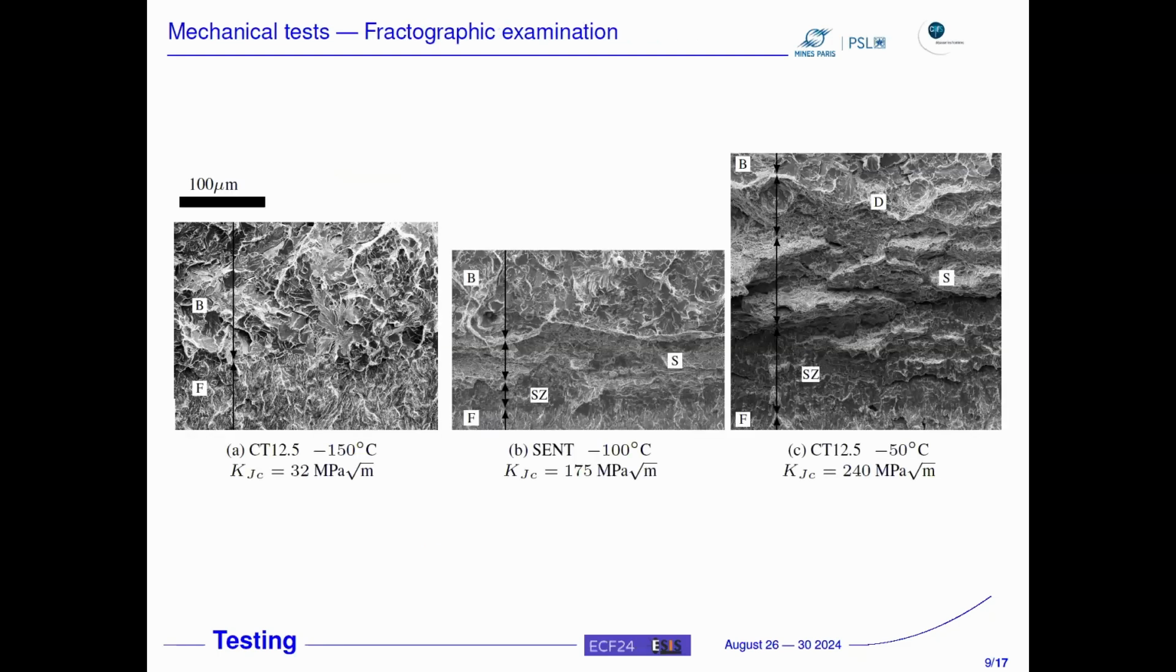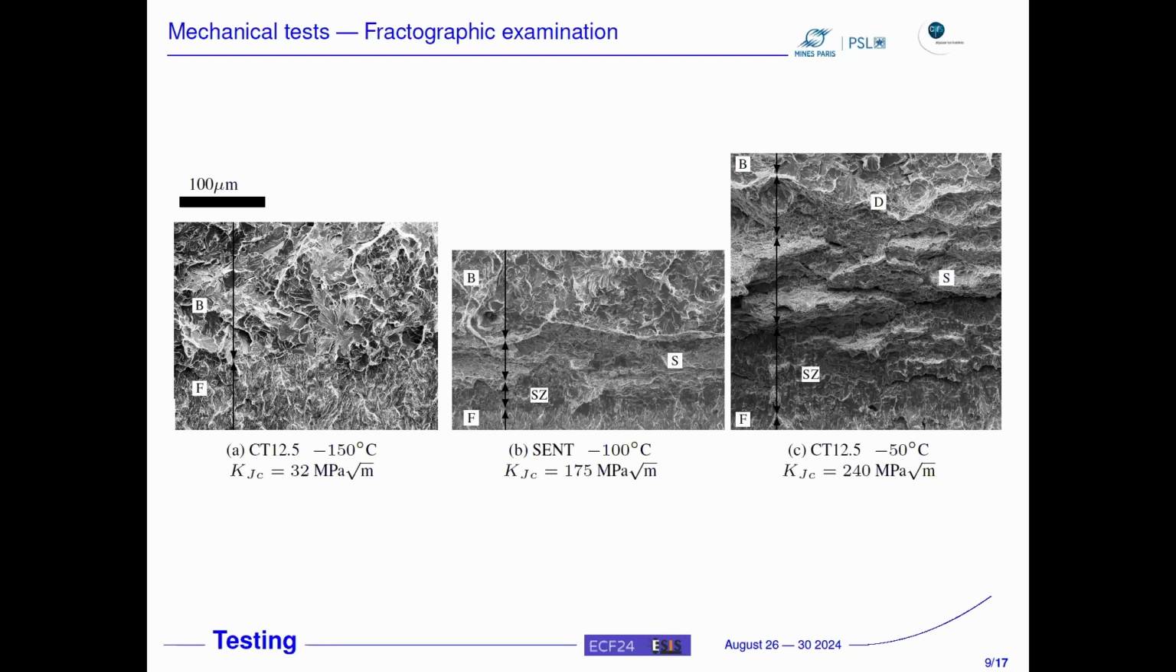Here we must also have a look a little bit at the fractographic surfaces. So here that's very low temperature, fully brittle. So you see the pre-fatigue crack here, and here that's fully brittle. Toughness is 32. Here we go to the SENT specimen at -100. So you still have the fatigue zone. The stretch zone, that's the fact that the crack tip is actually blunting due to plasticity. And a little bit of shearing here that we do not consider. And here you have a fully brittle fracture. Toughness here is 175.